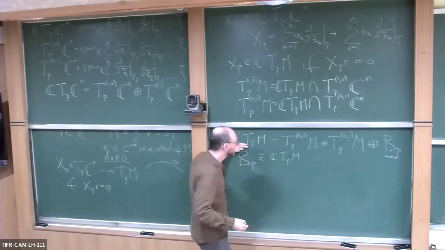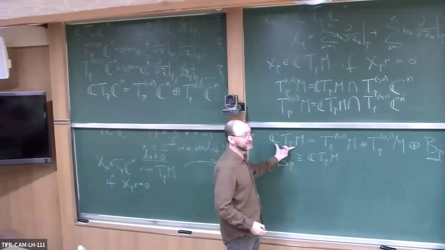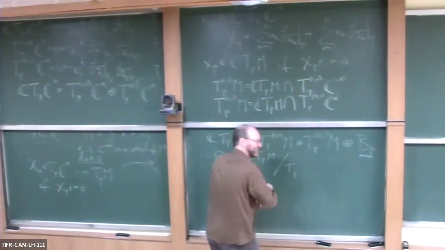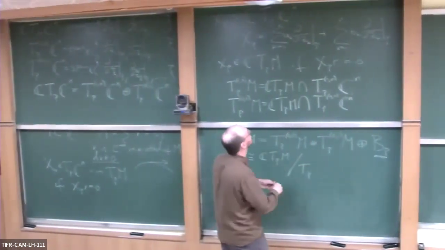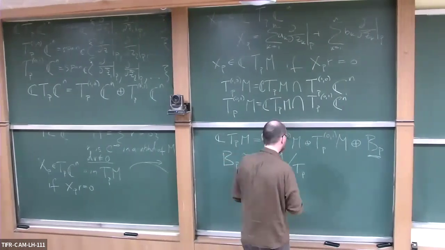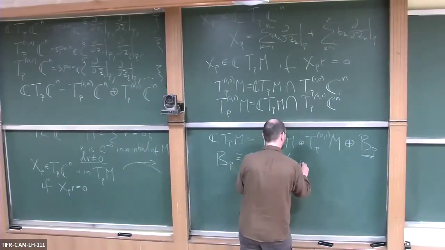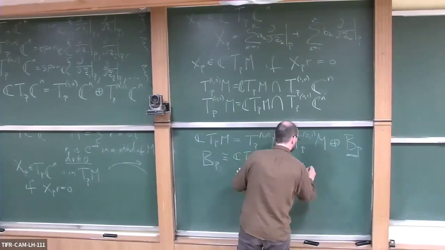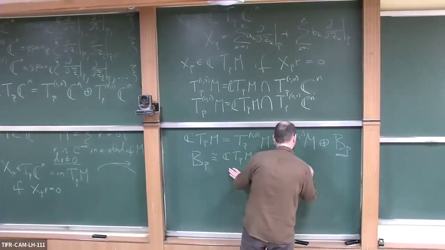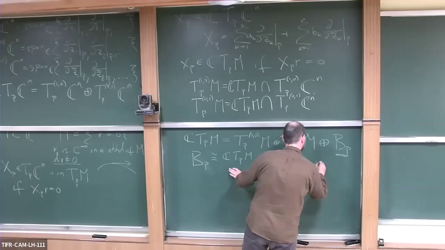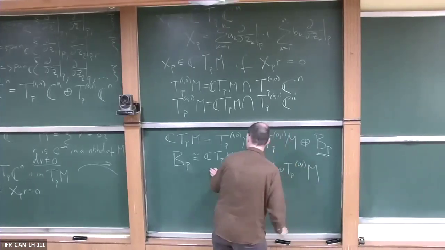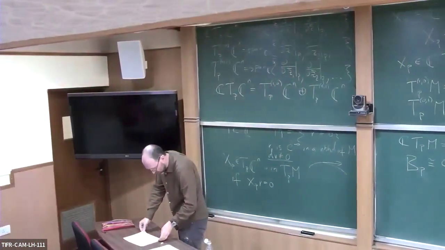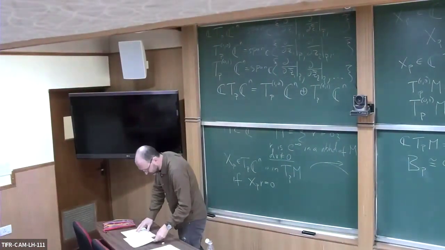if I take the full tangent space and I mod out, basically throw away all the things that are purely in C and purely in C bar. So that's a useful way of thinking of what that space is.